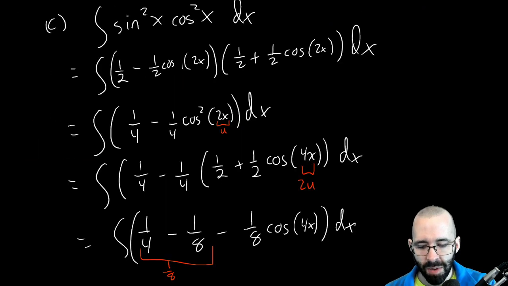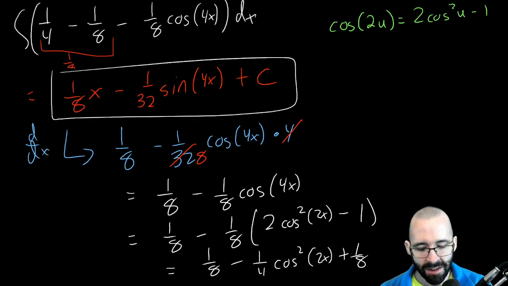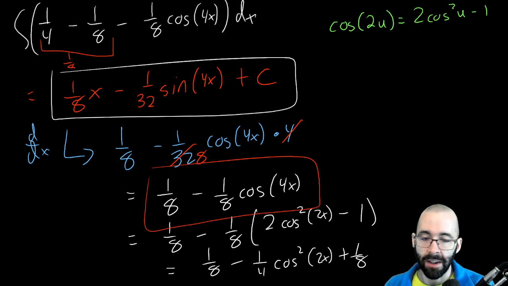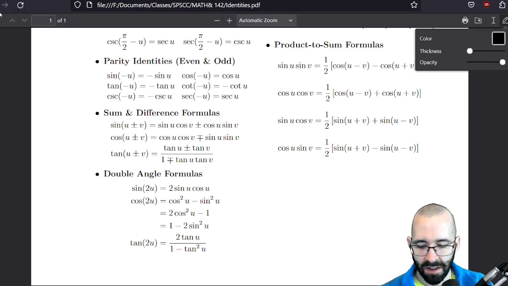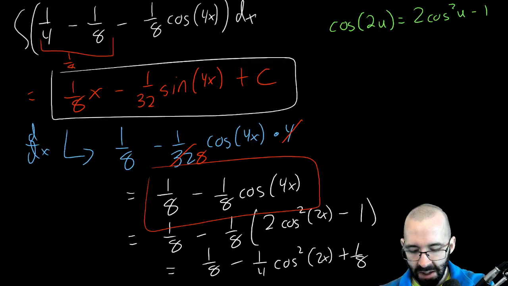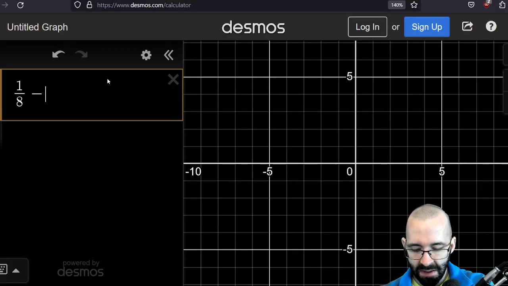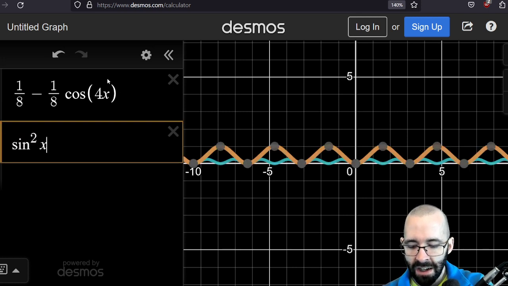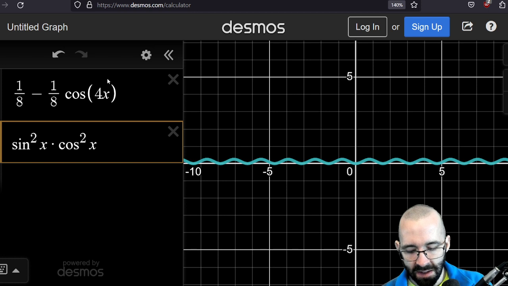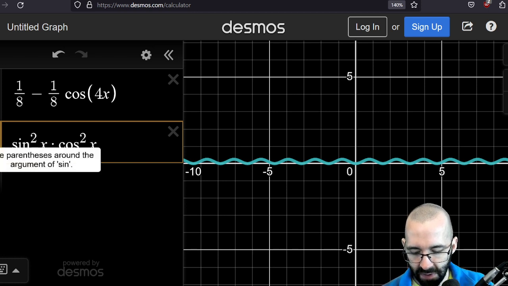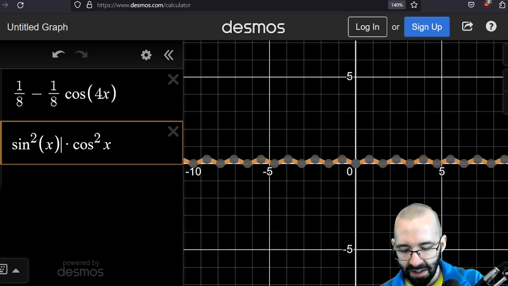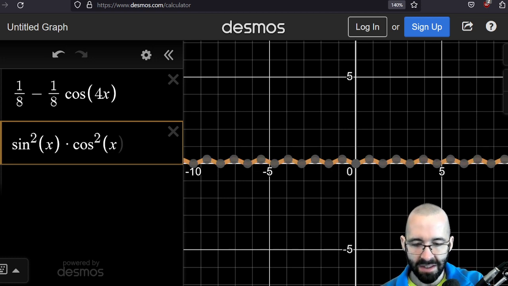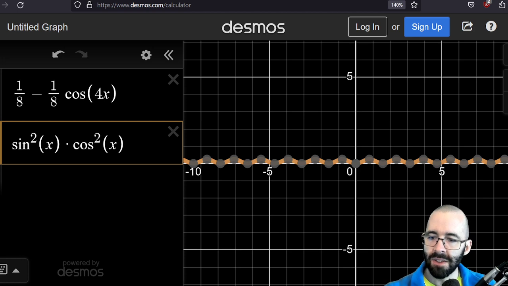If you're just doing calculus problems and you want to check your answer, you can actually stop right here. Now, this is not a proof, but if you're just checking your answer, and you're curious, is 1/8 minus 1/8 cosine of 4x equal to sine squared of x times cosine squared of x? All right. Desmos wants parentheses here. You're curious, are these 2 things equal to each other?